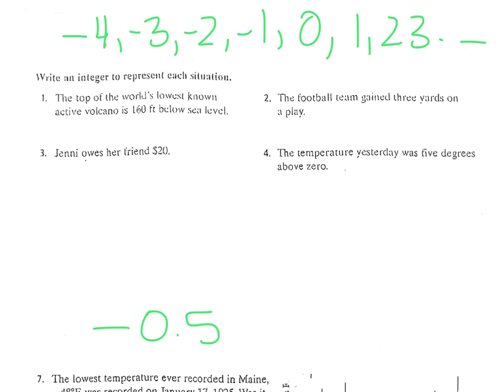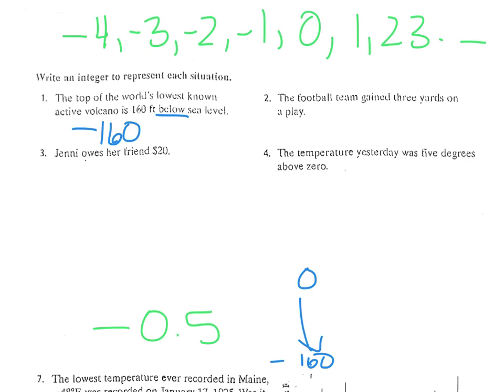So the top of the world's lowest known active volcano is 160 feet below sea level. So the key word here is below, which shows me that this is going to be negative 160 because it's 160 feet below sea level, which would be 0. So 0 would be here, and then it would be 160 feet below that, which is negative 160.